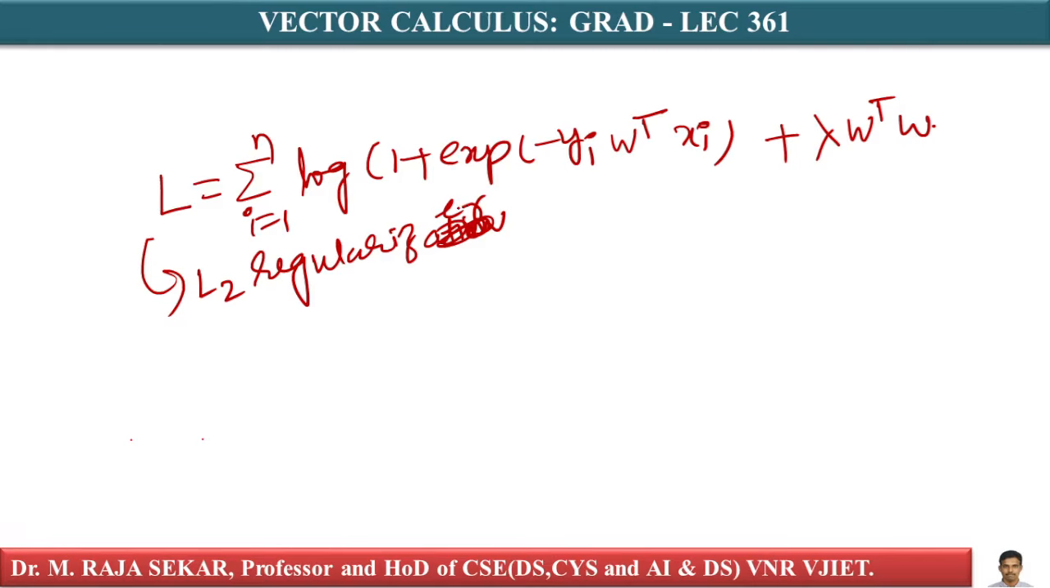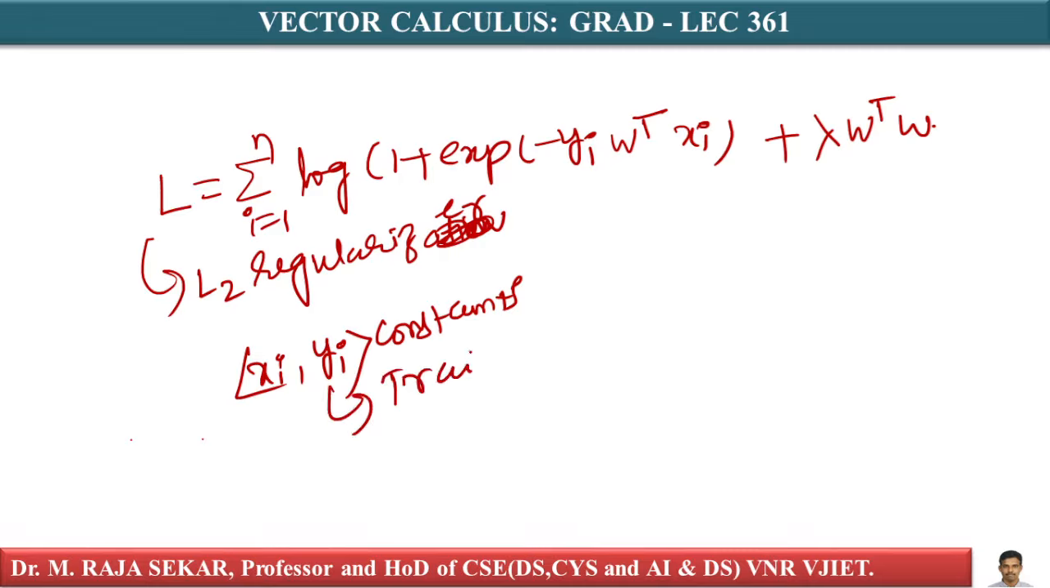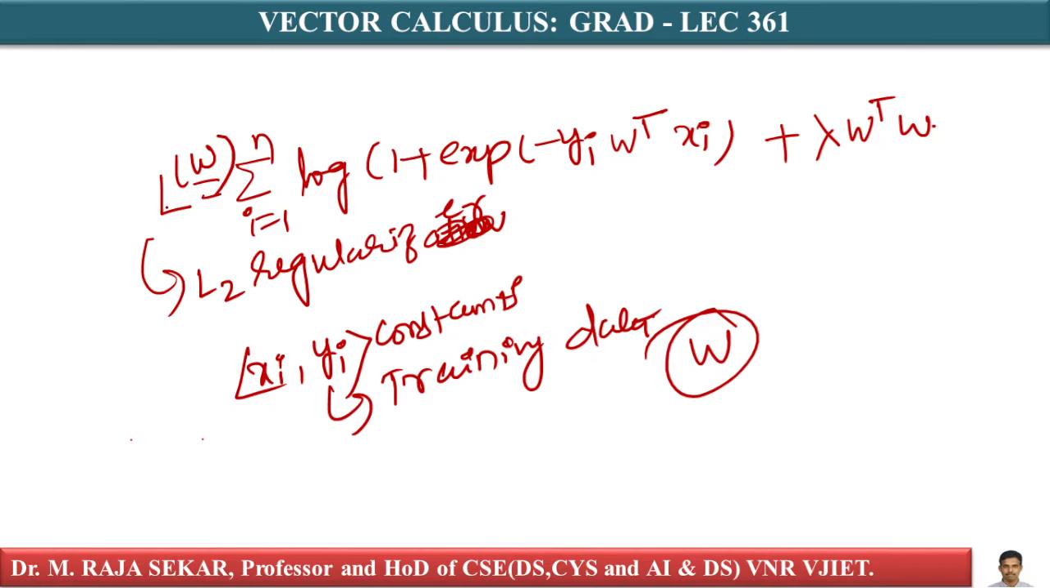Remember here xi and yi are constants. What does it mean? They are constants because they are coming from training data, that you have already been given. Here the vector is w. One must understand that w is a vector. The variable here is w; L is a function of w.